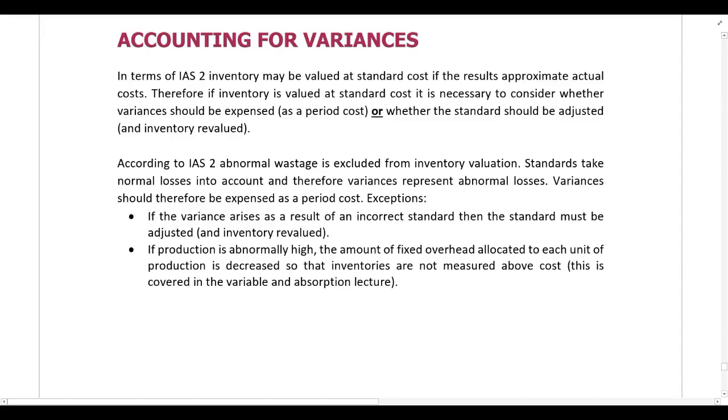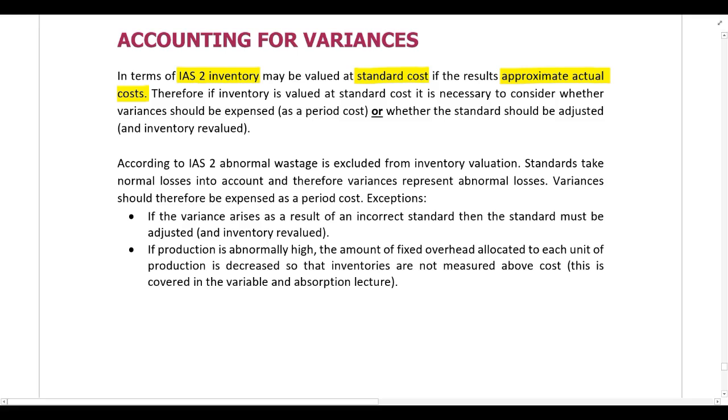Then you'll remember, in terms of IAS 2, inventory may be valued at standard cost if the results approximate actual costs. So we can value inventory at standard cost as long as the standard costs approximate the actual. Now, it's important to note, if you've calculated variances, that means there's a difference between the actual results and the standard costs, because if the actual results were exactly the same as the standard costs, then you wouldn't have any variances. So if we have variances, then there's a difference.